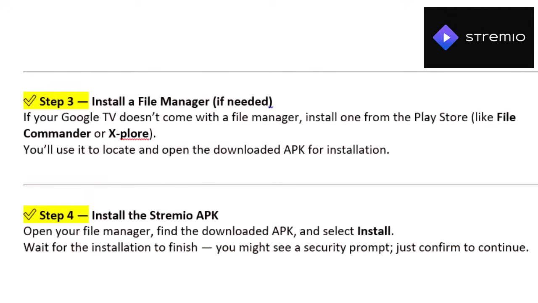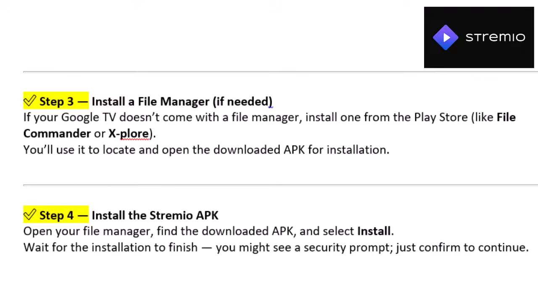Step 3. Install a file manager if needed. If your Google TV doesn't come with a file manager, install one from the Play Store like File Commander or Explorer. You'll use it to locate and open the downloaded APK for installation.